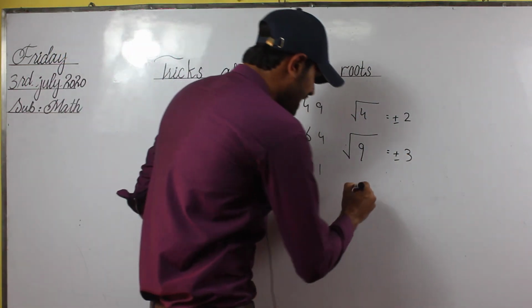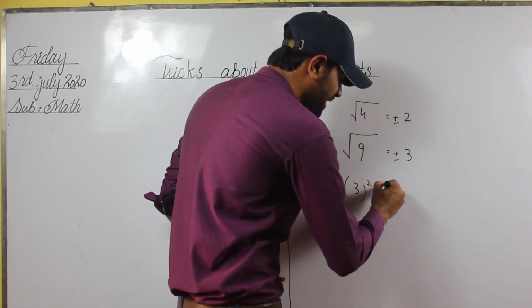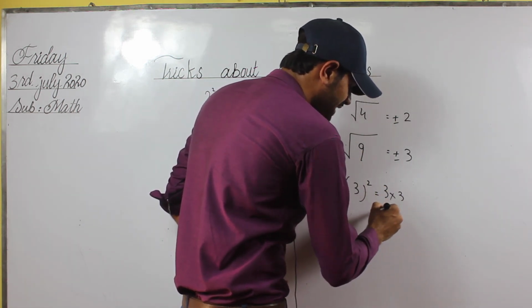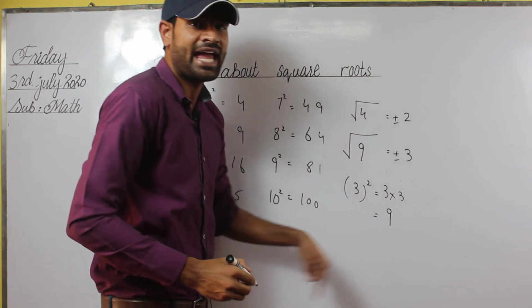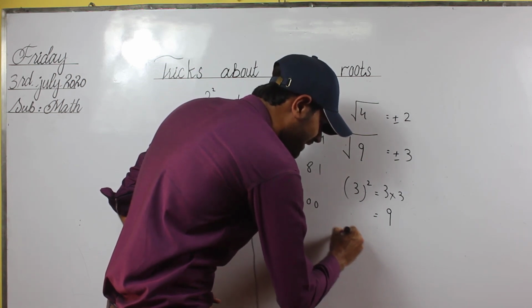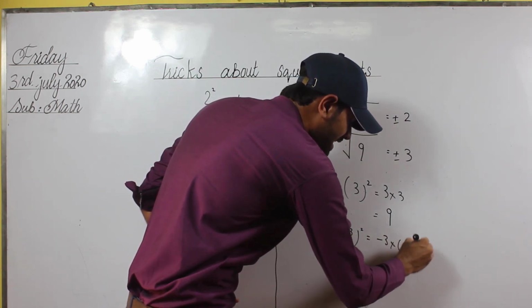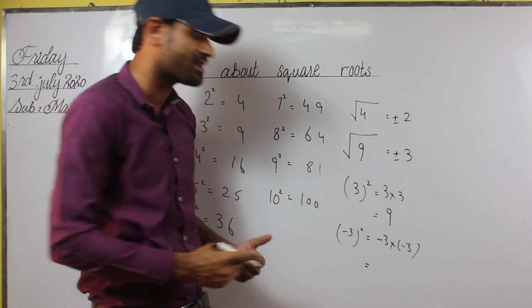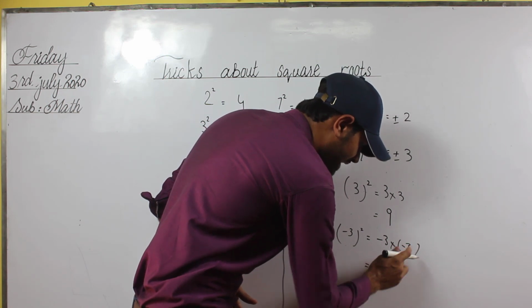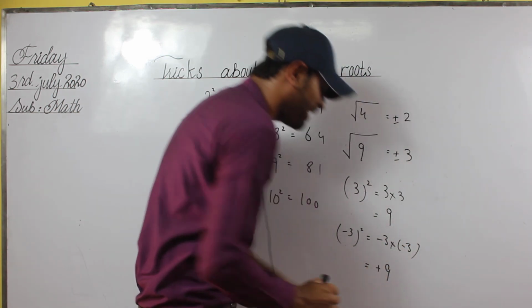The reason is, when I take the square of plus 3, square means 3 multiplied by 3, a number multiplied by itself. 3 threes are 9, positive 9. And when I take negative 3, minus 3 multiplied by minus 3, we know that when we multiply two numbers, first we multiply their signs. Minus times minus gives positive, and 3 threes are 9. Again we get positive 9.